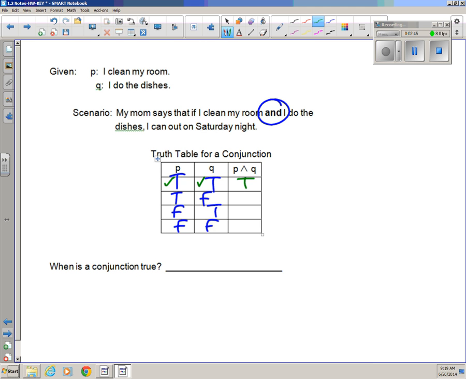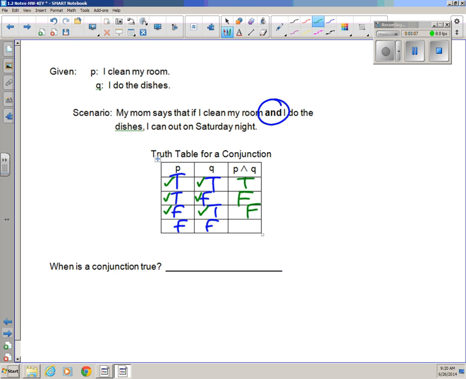Next line, did you clean your room? Yep. Did you do the dishes? No. Are you allowed out on Saturday night? And the answer should be absolutely not. Third situation, did you clean your room? No. Did you do the dishes? Yes. Are you allowed out? No. You didn't do everything she said to do.